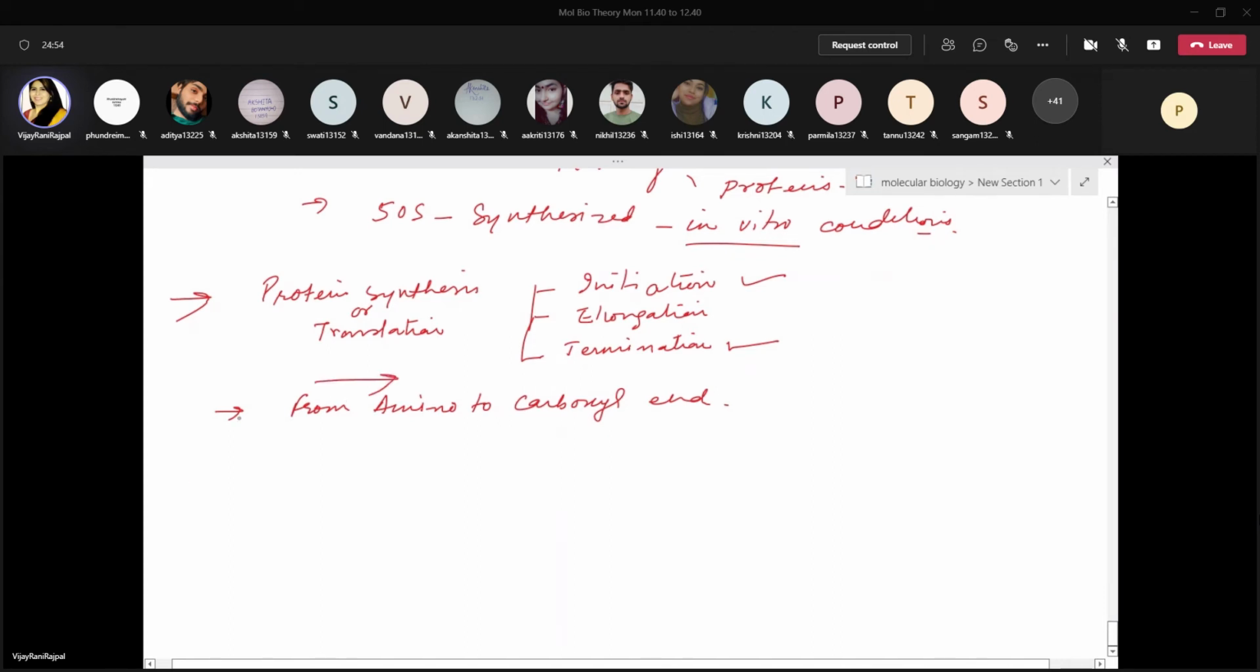Like you will study that DNA replication takes place, that is also unidirectional. DNA replication takes place in 5 to 3 direction. Protein synthesis takes place from amino to carboxyl end. So it is unidirectional. Always remember, these are the concepts, you know.